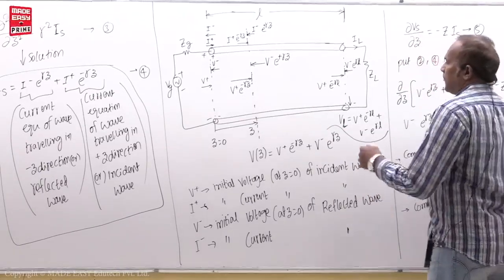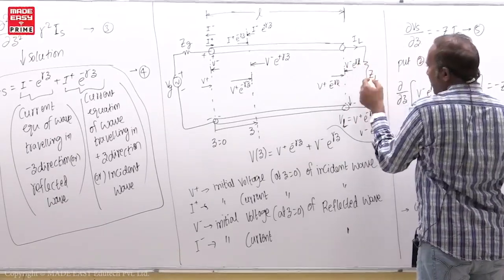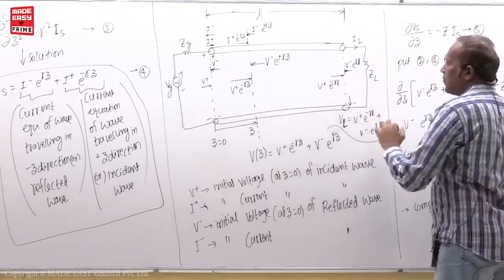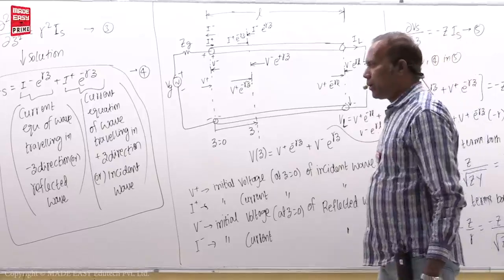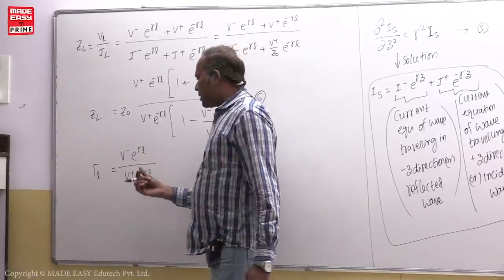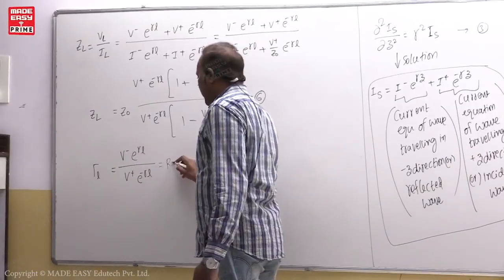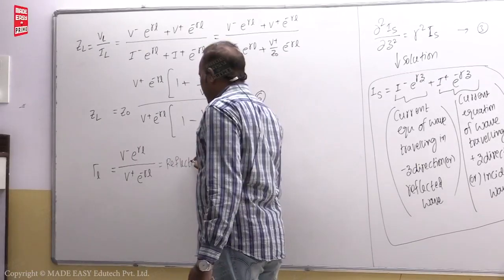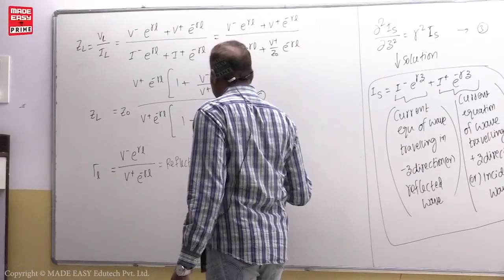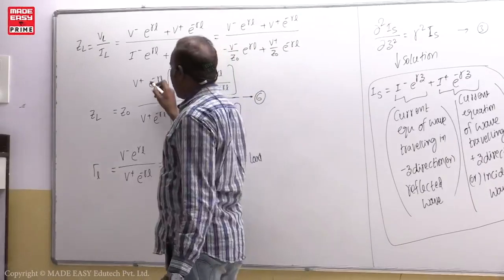So anyway, now the reflected voltage at load, that is V minus e power gamma L, divided by the incident voltage at load, that is V plus e power minus gamma L. So it is defined as the reflection coefficient at load, that is the definition. I will be writing this separately. This is the reflected voltage at load divided by the incident voltage at load. So this is the reflection coefficient at load.